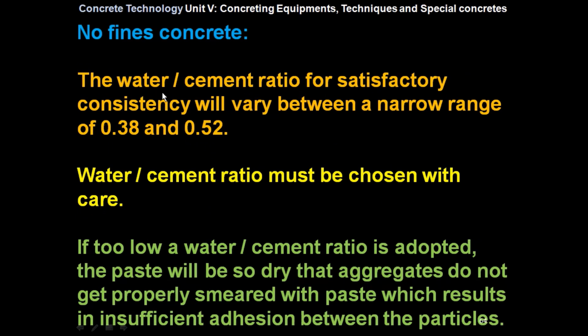The water cement ratio for satisfactory consistency will vary between a narrow range of 0.38 and 0.52. Water cement ratio must be chosen with care. If too low a water cement ratio is adopted, the paste will be so dry that aggregates do not get properly smeared with paste, which results in insufficient adhesion between the particles.